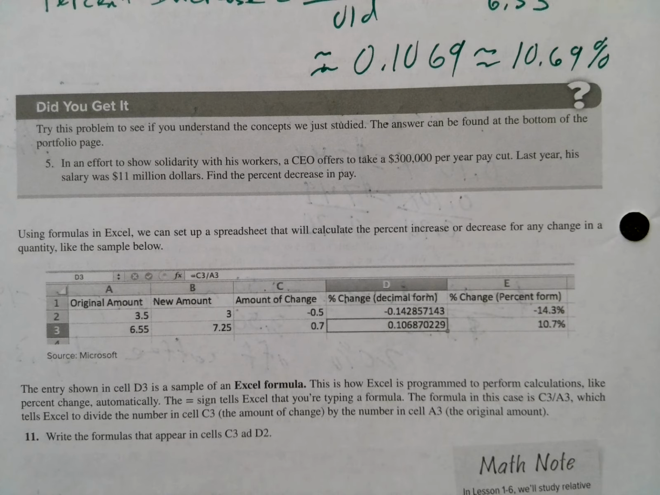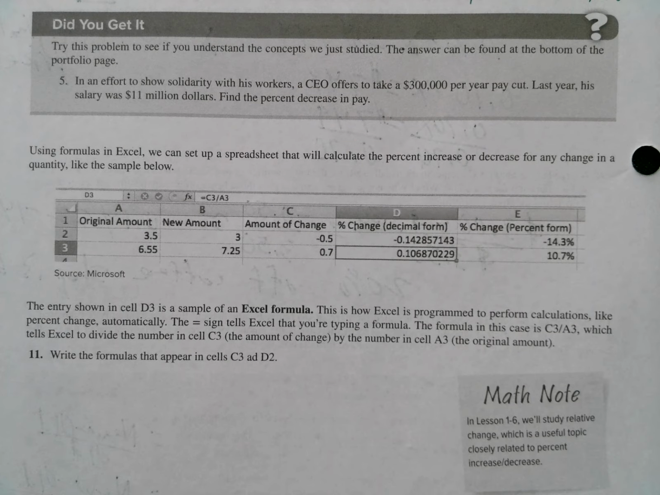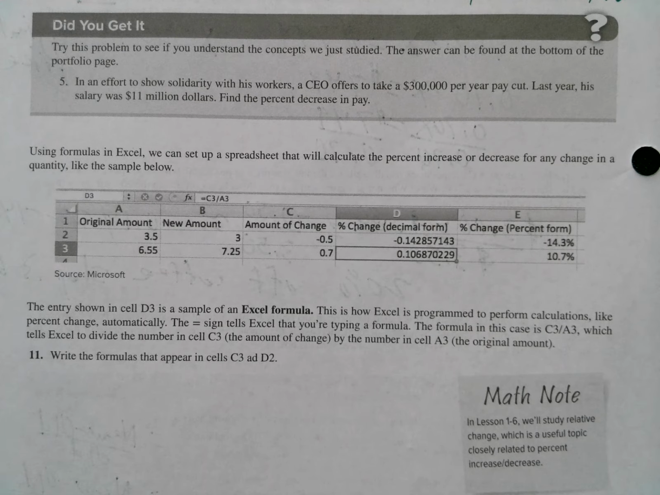Okay, for problem number 11, it says the entry shown in cell D3 is a sample of an Excel formula. This is how Excel is programmed to perform calculations, like percent change, automatically. The equal sign tells Excel that you're typing a formula. The formula in this case is C3 divided by A3, which tells Excel to divide the number in cell C3, the amount of change, by the number in cell A3, the original amount.